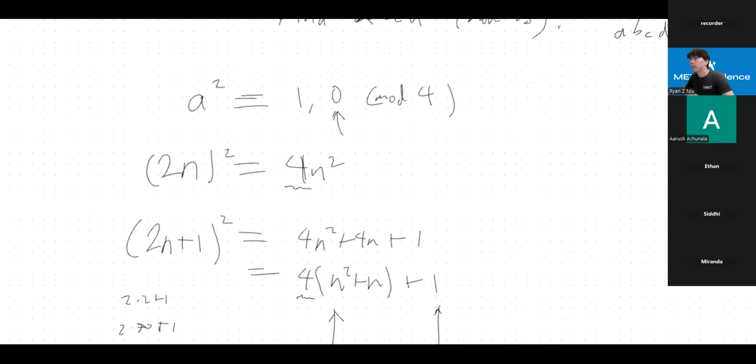So if you have a perfect square that is odd, then it's going to be 1 mod 4. And if you have a perfect square that is even, it's going to be 0 mod 4. This is just good to know. It can be really useful for problems like, actually, yeah, let's do this problem.